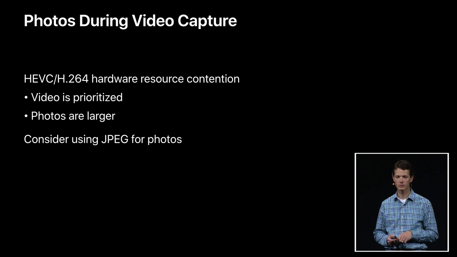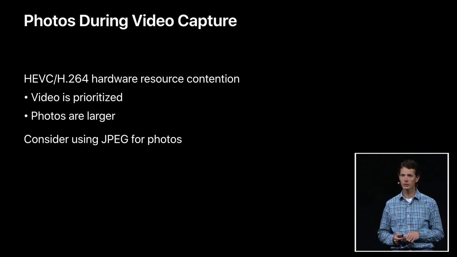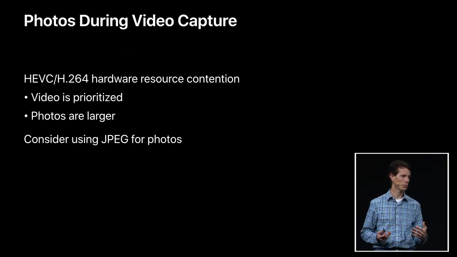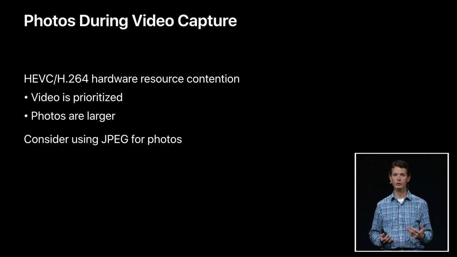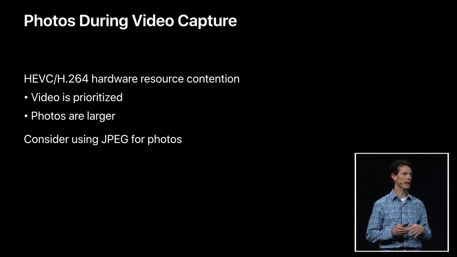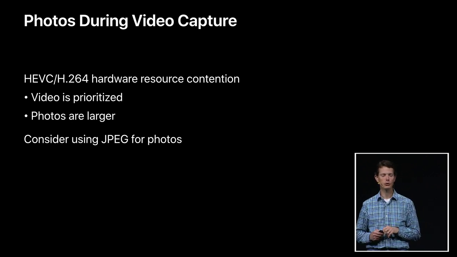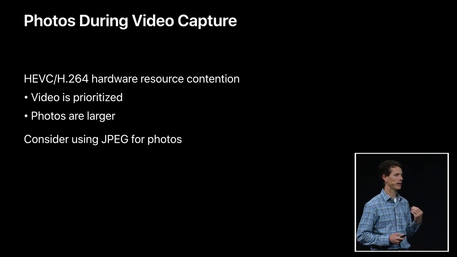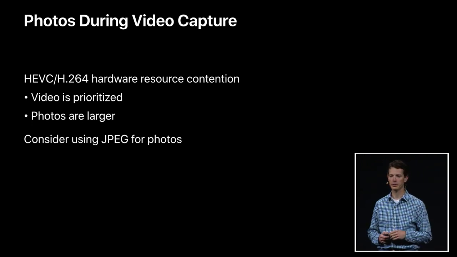Video is on a real-time deadline, so it gets priority over stills. This means that it may take longer to get your still results back, and it also may mean that they are up to 20% larger than they would be otherwise, because the encoder is too busy to use all of the features that it would if it didn't have to meet that real-time deadline for 30 or 60 frames a second. So our recommendation is, if you're capturing video and taking stills at the same time, you should use JPEG for the photos to leave the encoder for HEVC as available as possible for the video.